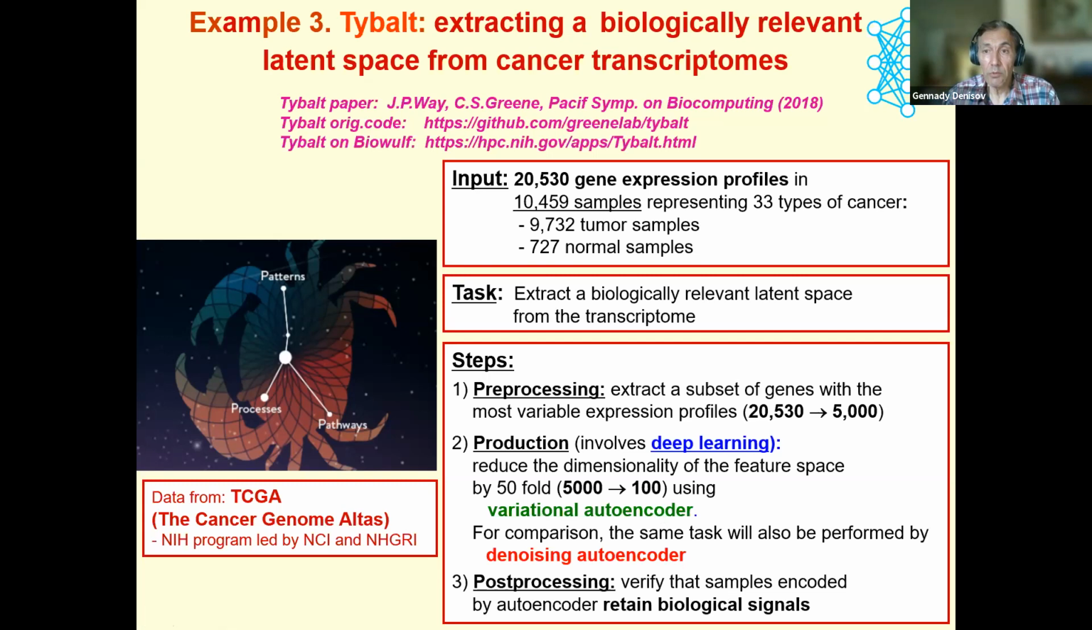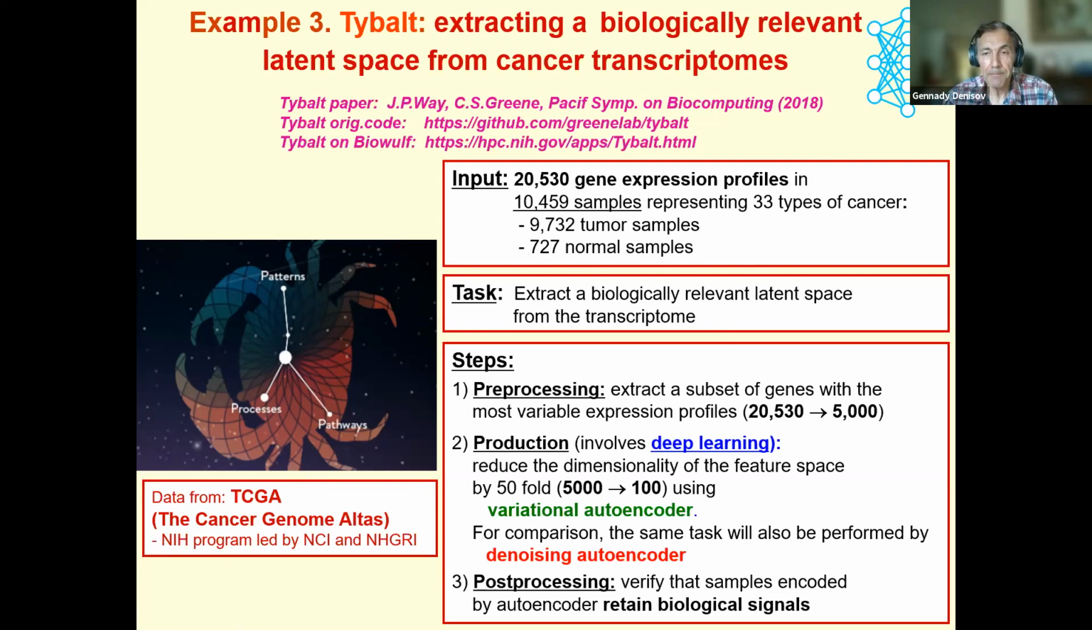And that's because I mentioned that T-Bolt is using only one measurement out of all the measurements stored in the Cancer Genome Atlas. If we use additional measurements, that would allow us to discriminate those tumors as well. But based on gene expression levels only, we may not always discriminate different types of tumors. Some of the tumors look very similar.